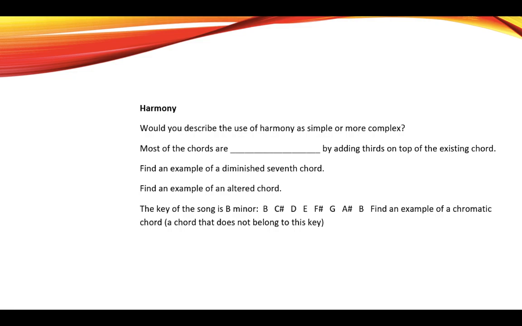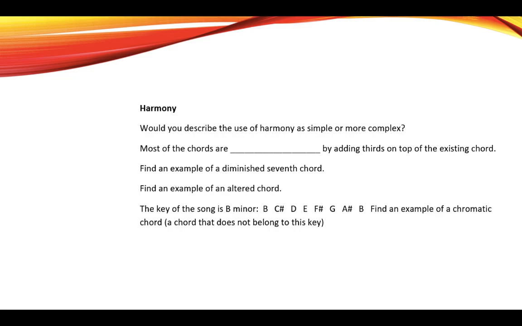Find an example of a diminished seventh chord. Okay, so if you remember back to when we were at school and we looked at the harmonies and the different types of seventh chord, a diminished seventh chord can be found in bar 35. Then find an example of an altered chord, so that's where the 1, 3, 5 isn't quite as we would expect. And that can be found in bar 44, where we have a chord with a flattened fifth.